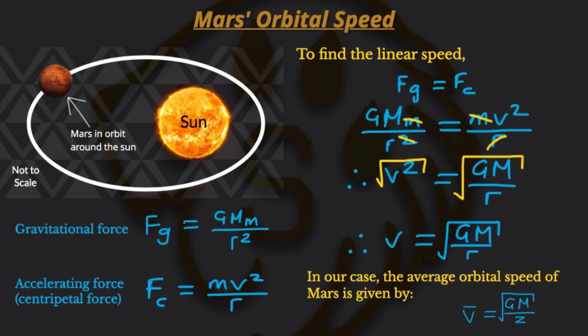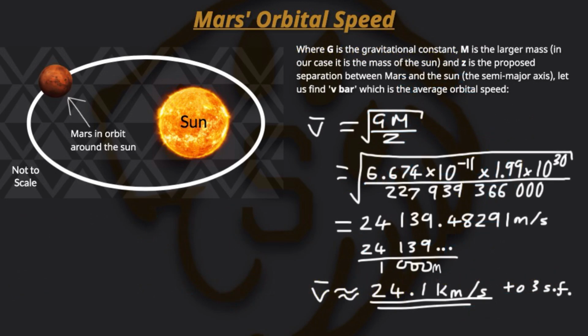In our case, the average orbital speed of Mars will be given by v bar, where v bar is the average speed, equal to the square root of GM over z, where G is the gravitational constant, M is the mass of the Sun, and z is the semi-major axis, square rooted to find v bar. So let us go to the calculation. Like I said, G is the gravitational constant, M is the larger mass, in our case the mass of the Sun, which is the capital letter M, and z is the separation between Mars and the Sun, which is the semi-major axis.